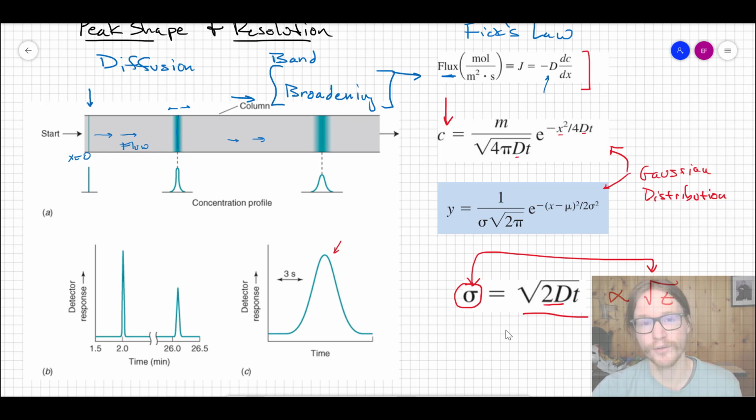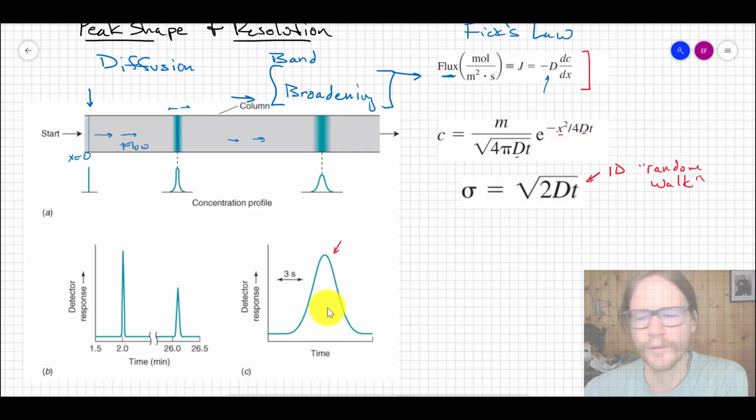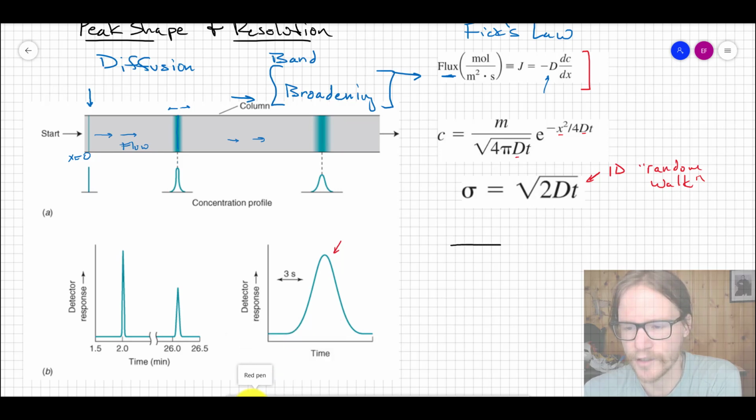And so this points us to faster separations might be better if we want to minimize the band broadening, simply based on the square root of the time that we're proceeding with the separation. So this solution here, this standard deviation, is the same standard deviation for what we call the one-dimensional random walk equation. One-dimensional random walk is used in all sorts of fields, not just chemistry and not just chemical separations, though we use it in many different areas in chemistry.